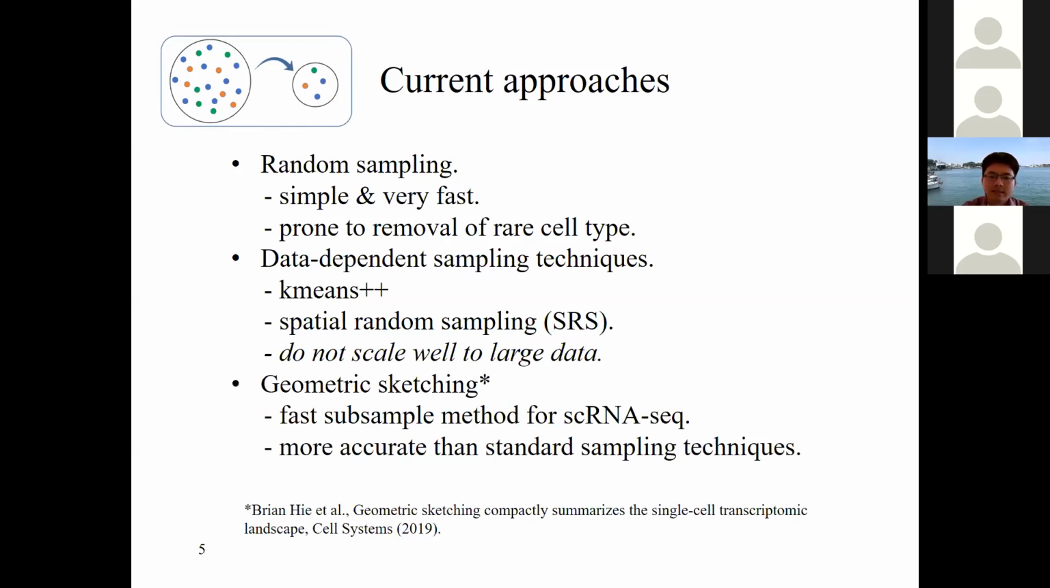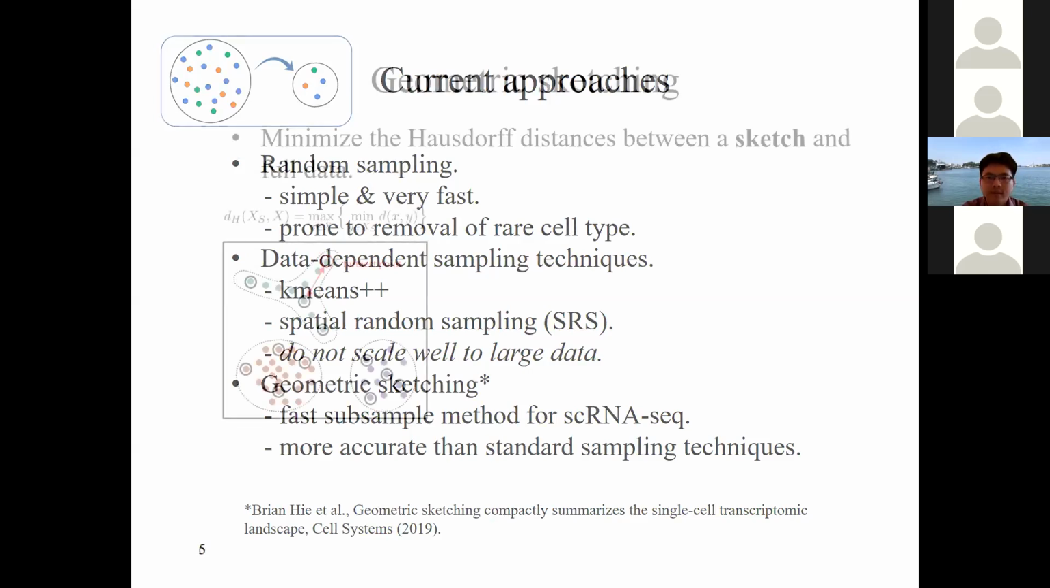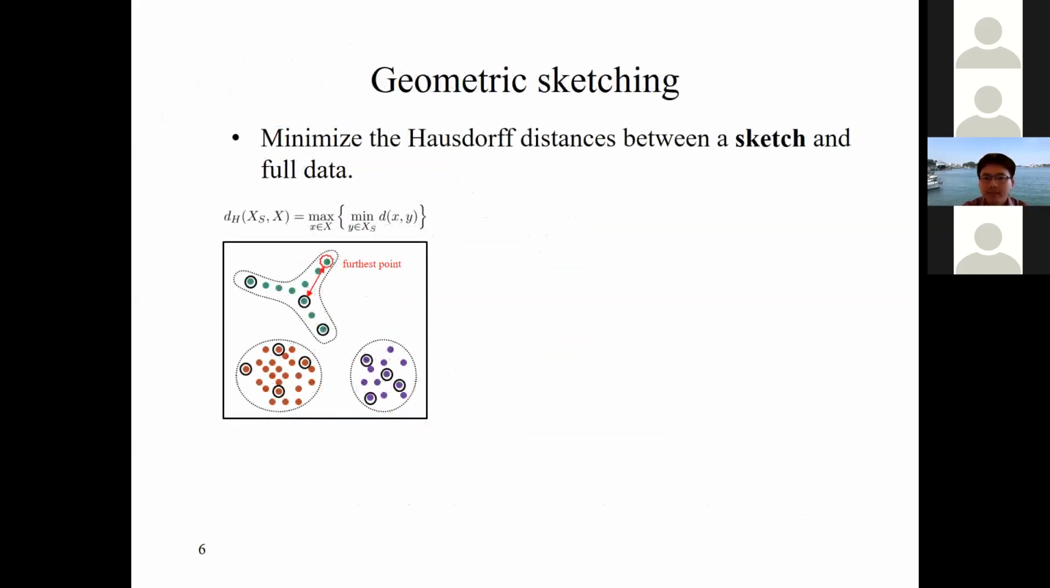And recently, geometric sketching was introduced as an alternative to uniform sampling. They show that it's very fast and, most importantly, it consistently outperforms random sampling and data-dependent sampling techniques in a large number of downstream analysis tasks. The idea of geometric sketching is that it selects a subset of cells, which they call a sketch, such that the Hausdorff distance between the sketch and the full data is minimal.